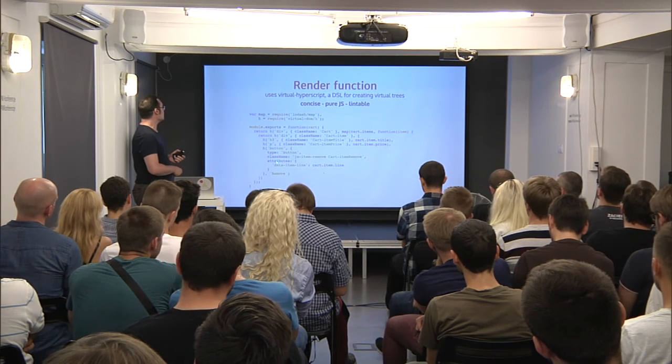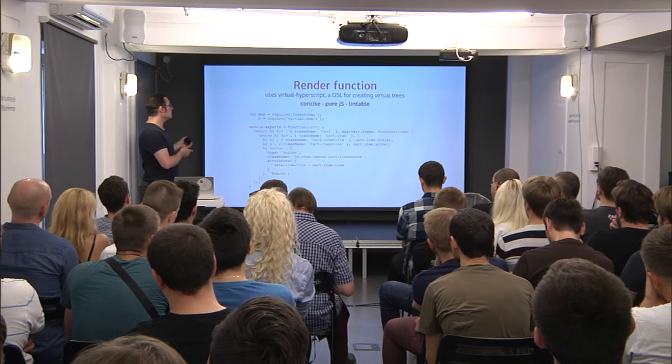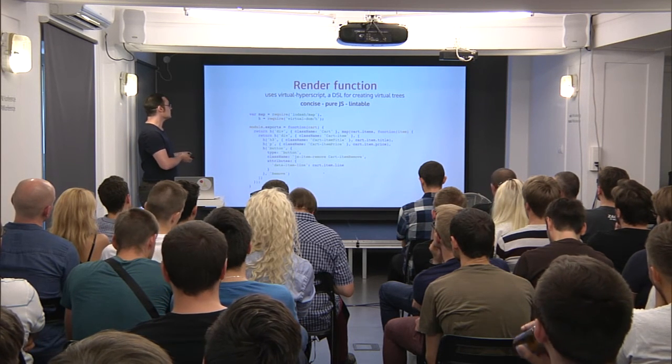So we need to declare static attributes. Unlike properties, we need to declare them inside attributes. And we have a class that we are going to use as a hook for the event listener. And this is all. The entire widget will be rendered using this function. And it's testable, pretty much. It's lintable, and it's concise.